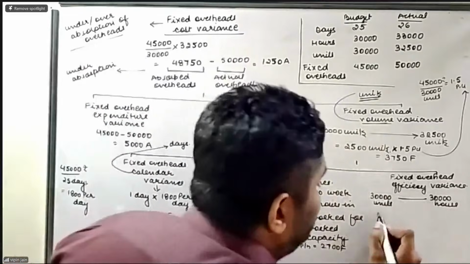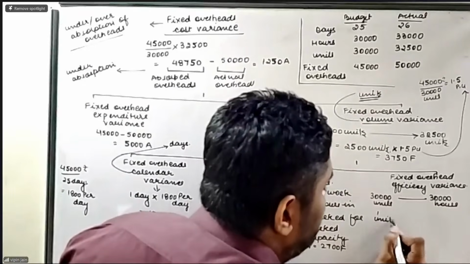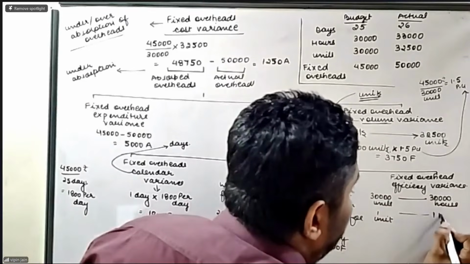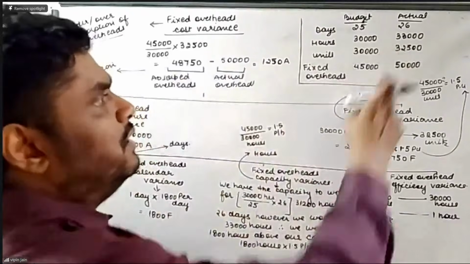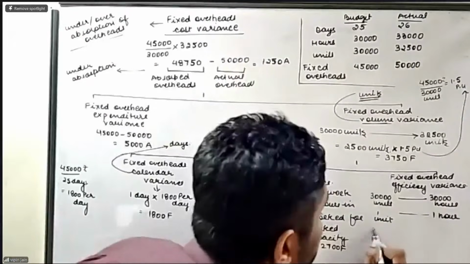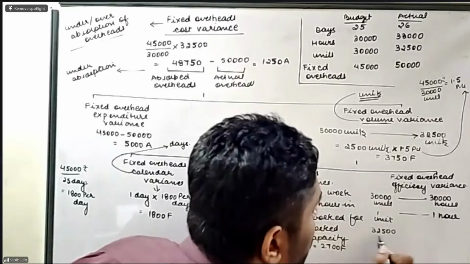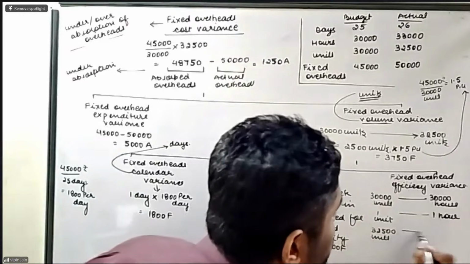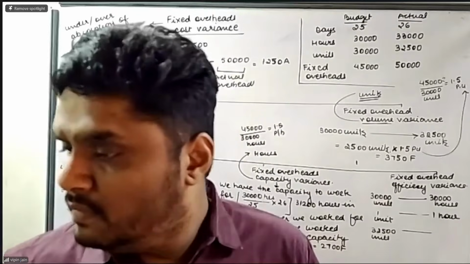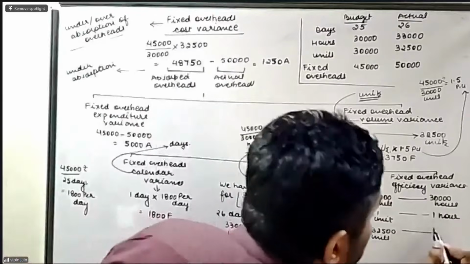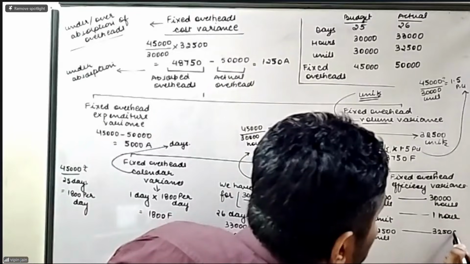It means one unit should be manufactured in 1 hour. So actual output was how much? 32,500 units. So it should be completed in how many hours? 32,500 hours.